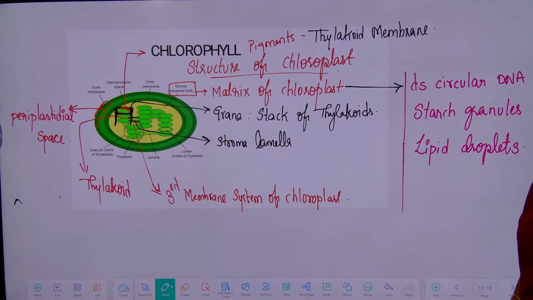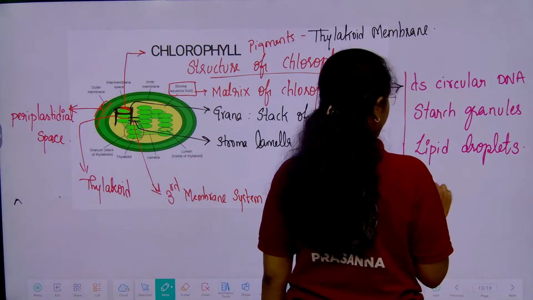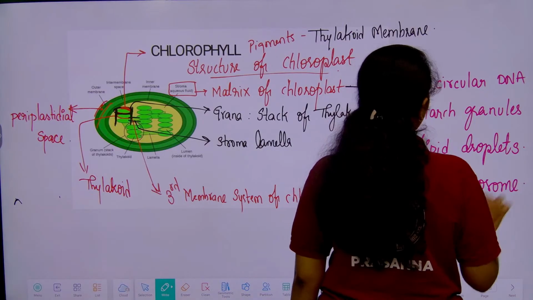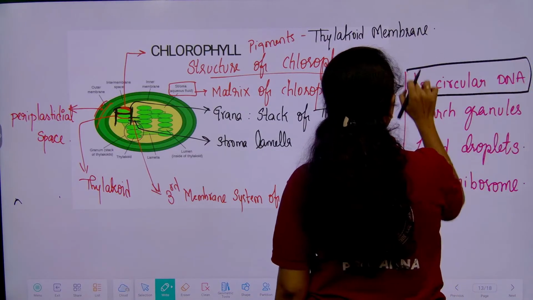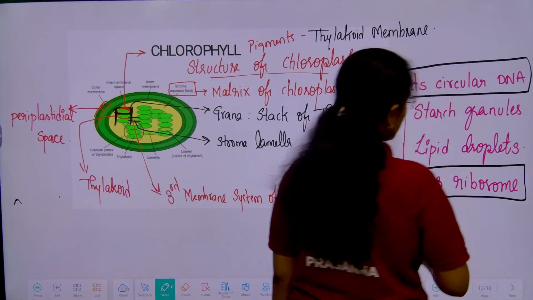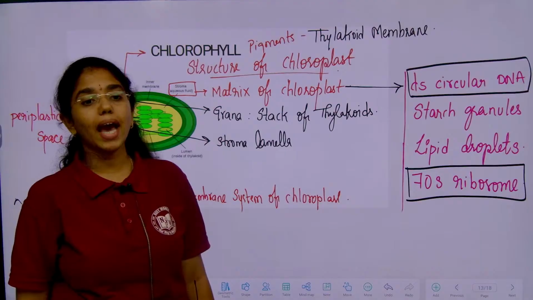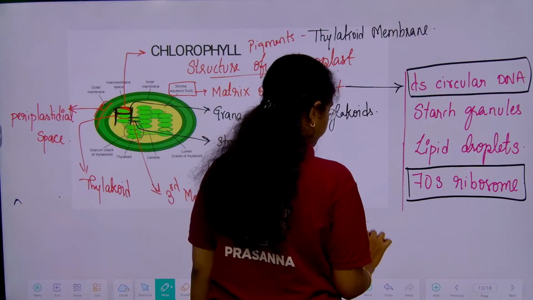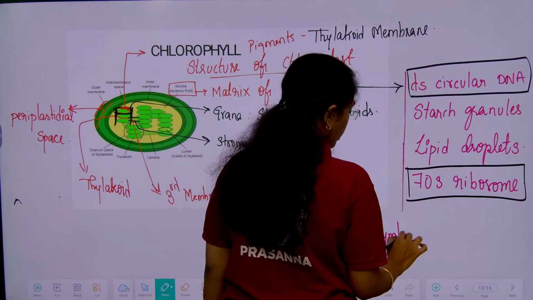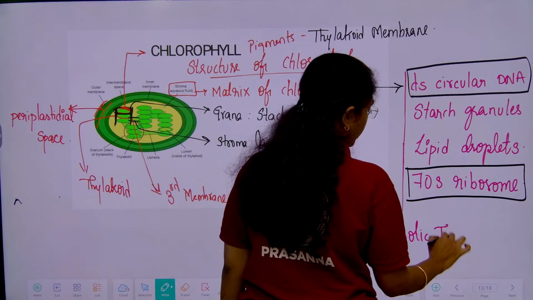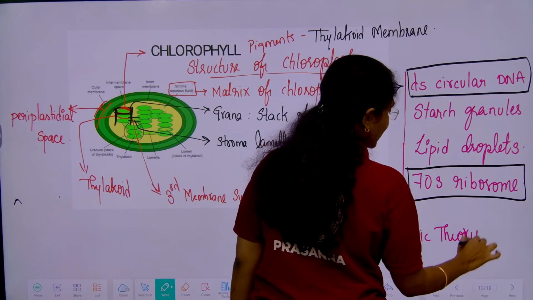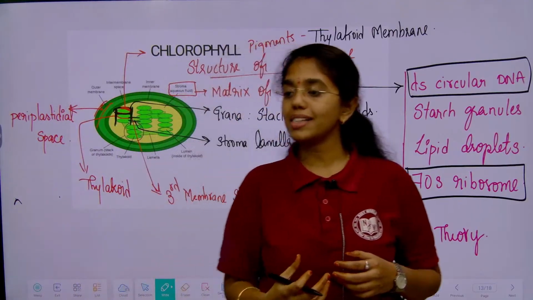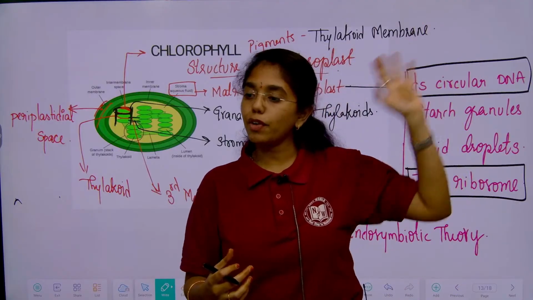Clear, right? It also has 70S ribosomes. Very good. So both the features, double-stranded circular DNA and 70S ribosomes, are similar to what? Prokaryotic cell. So there is a theory called the endosymbiotic theory, which says that chloroplast and mitochondria evolved from prokaryotic cells. Long back they were also individual prokaryotic cells.